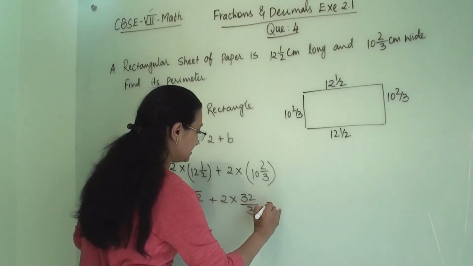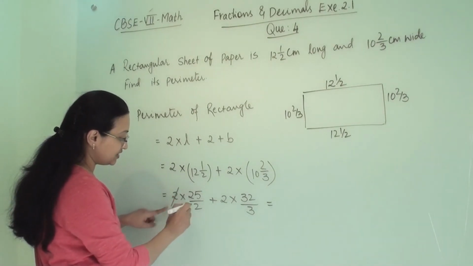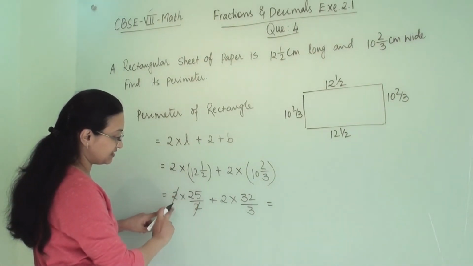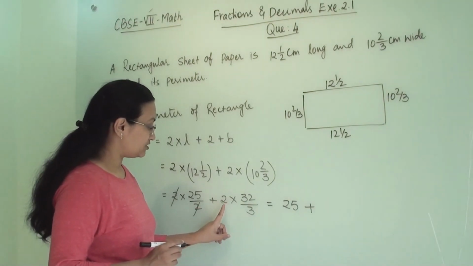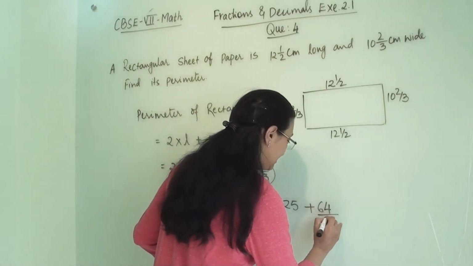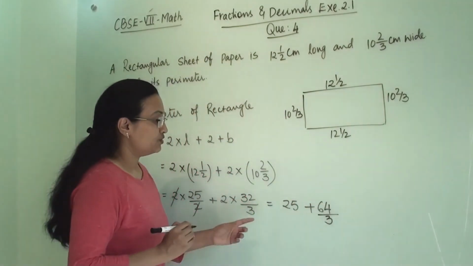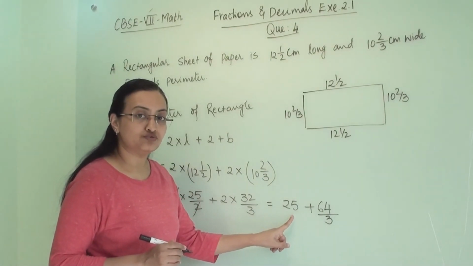So we will get here 2 and 2. This is in numerator, this is in denominator. So we can cut this 2 out. And here when we will multiply with 2 into 32, we will get 64 divided by 3. Now both of these are unlike fractions. We have to convert them into like fractions.